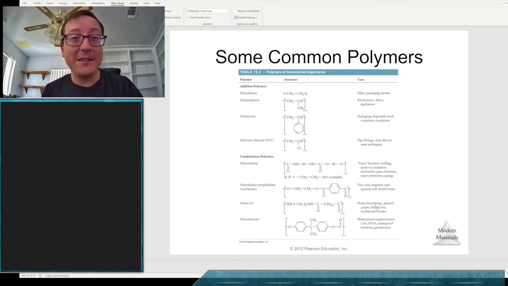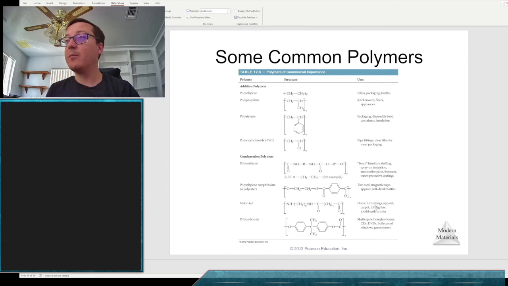Polyvinyl chloride, PVC, very important for plumbing. Polystyrene is styrofoam. What else do we have here? Nylon is another one. Polyurethane is foams. So these are all very useful things. However, of course, these are plastics. They're very hard to break down, as we know.